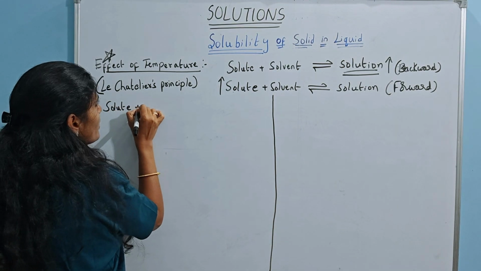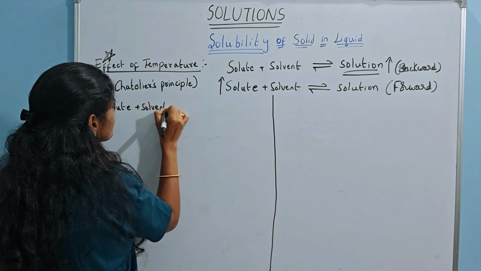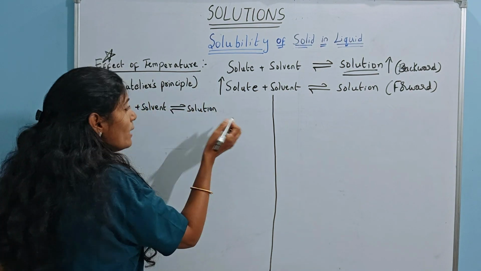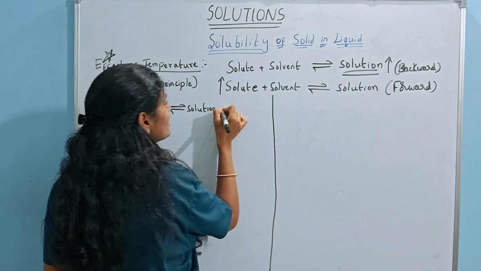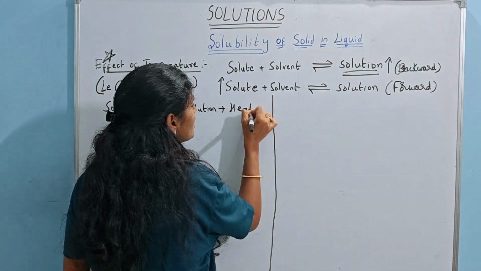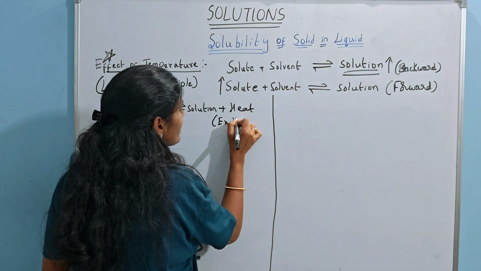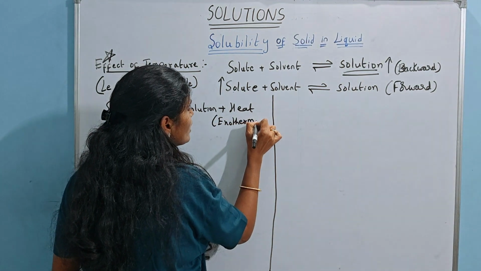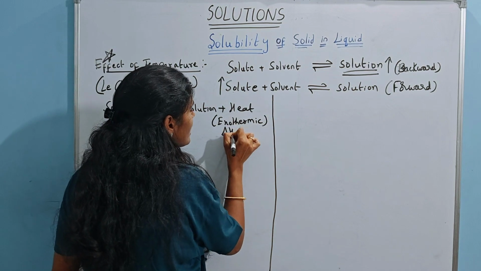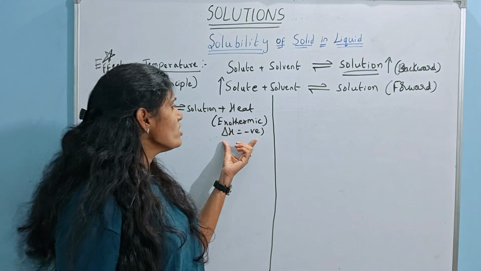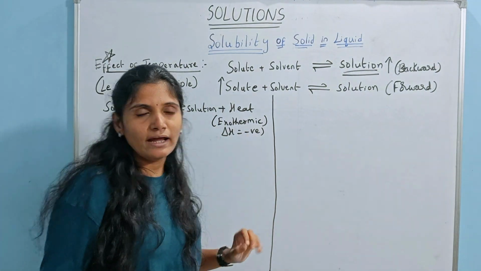Solute plus solvent gives solution. If the reaction is releasing heat, what type of reaction should I call it as? Exothermic reaction. Delta H is equal to negative. Whenever there is release of heat, the change in heat energy will be taken as negative.